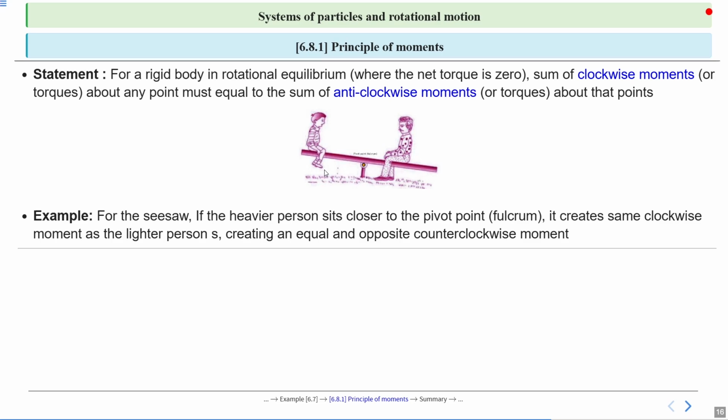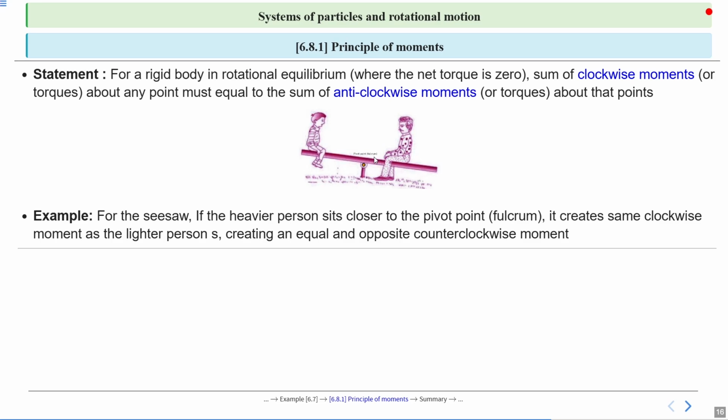Imagine a seesaw. If two people of different weights sit on opposite sides, the seesaw will only balance if the moments, or we can say turning effects, caused by their weights are equal. The heavier person will need to sit closer to the pivot to balance the lighter person who is sitting further away. Here pivot means the center of the seesaw. This is the center of the seesaw. So this is the principle of moments.